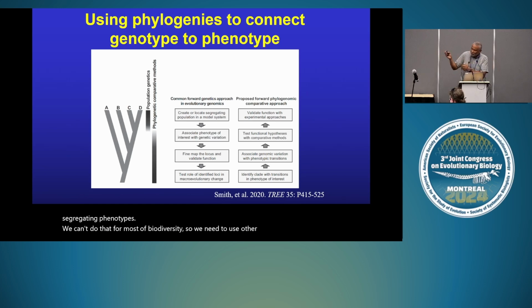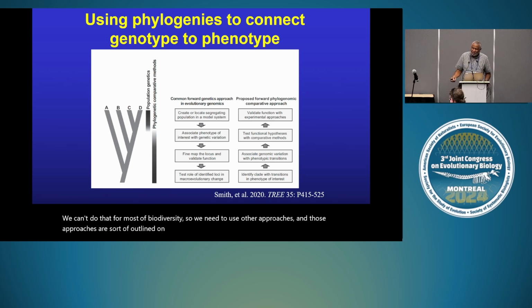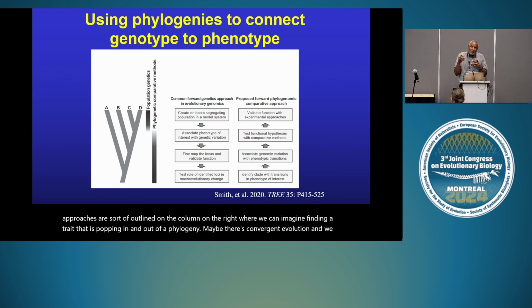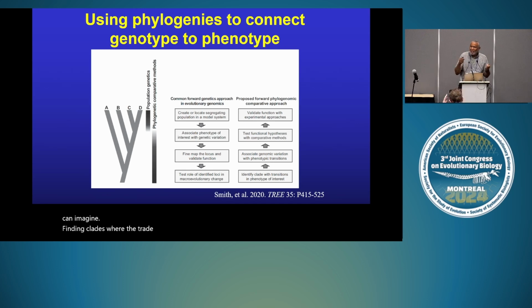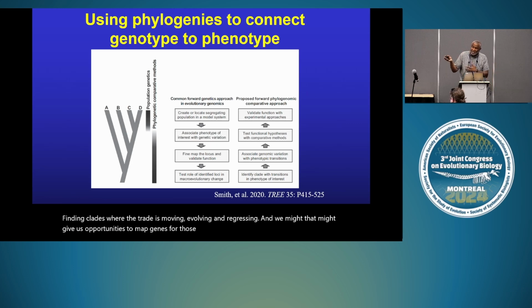And those approaches are sort of outlined on the column on the right, where we can imagine finding a trait that is popping in and out of a phylogeny. Maybe there's convergent evolution. And we can imagine finding clades where the trait is moving, evolving and regressing. And that might give us opportunities to map genes for those traits. And then, of course, just as in classical genetics, we can follow up with functional experiments. And I'll illustrate an example of that at the end.